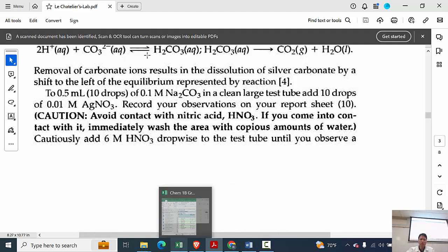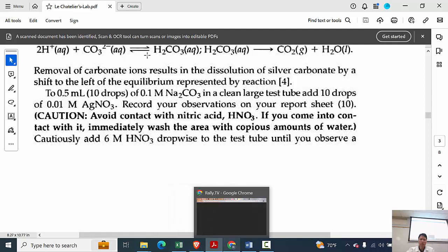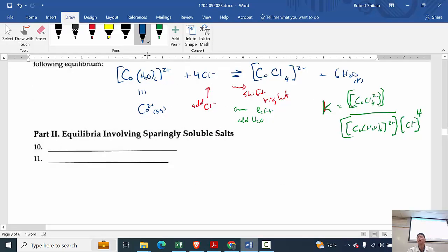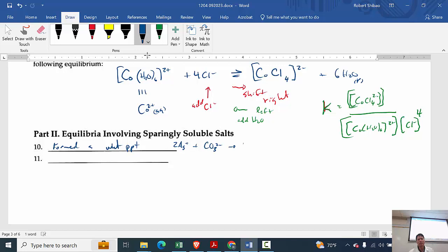So what did you observe? An opaque white solution. All right, was it a white solution or was it a precipitate? Okay, so what we could say here is formed a white precipitate. This is what we'd expect because the reaction here is 2 silvers plus the carbonate should precipitate out silver carbonate.